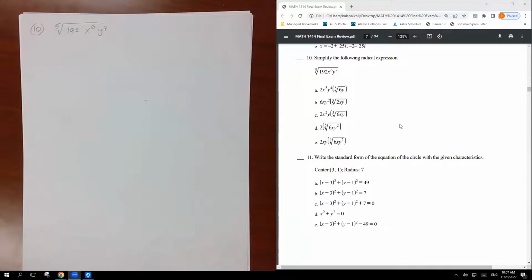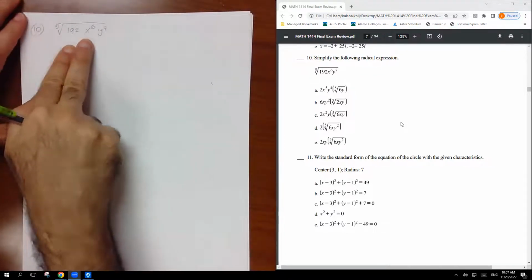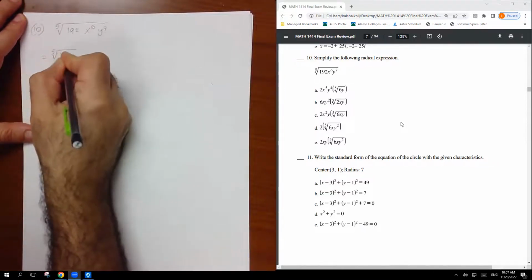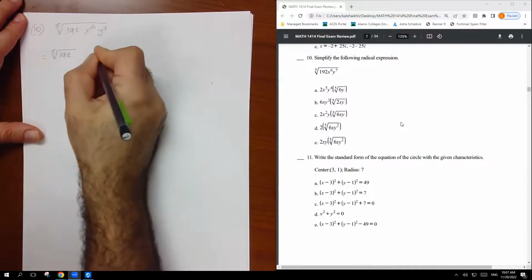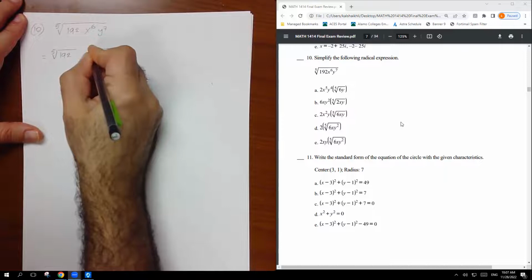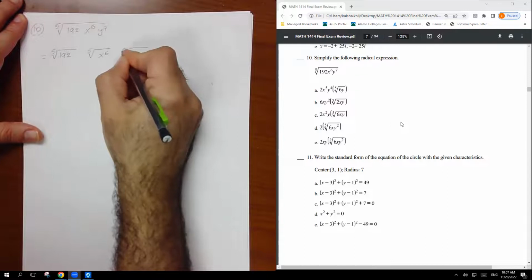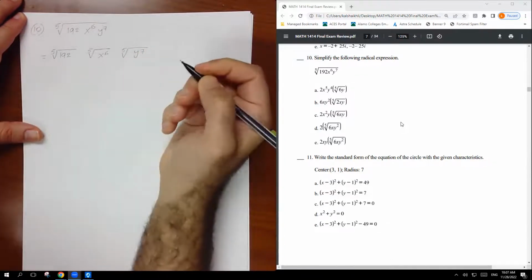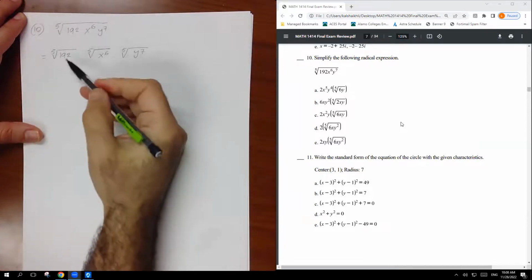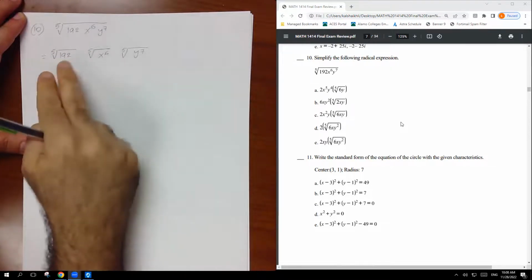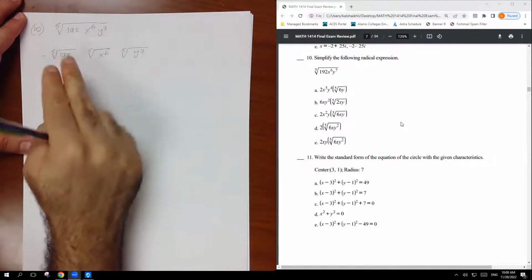For example 10, we need to simplify the radical expression. So let's check how I'm going to solve this one. The first thing is multiplication. So I'm going to write down this one is equal the fifth root of 192 times the fifth root of x to the power 6 and times the fifth root of y to the power 7. Then we can convert this one to rational exponents. So if you want to keep it as a radical, it's fine. If you convert it to the rational, it's fine too.